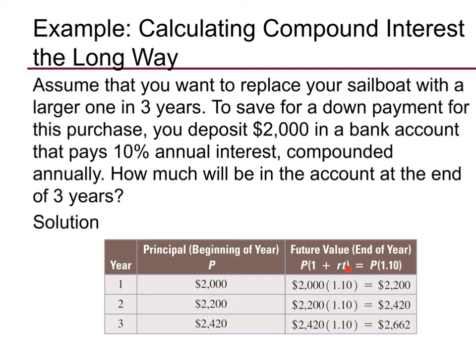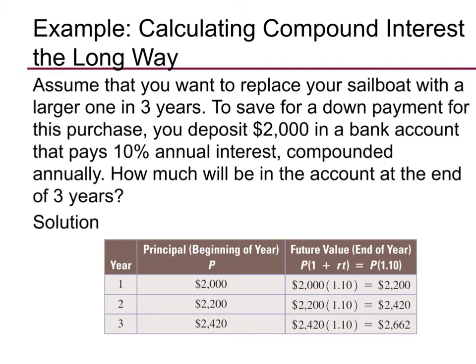And so using our future value formula, we get that 1.10, that's 1 plus 10%, times $2,000 gives me this much money. And then the next year, that $2,200 times 1.10 gives me this much money. And then the next year, $2,420 times the 1.10 gives me this much money. So I have in my bank account $2,662 after 3 years.